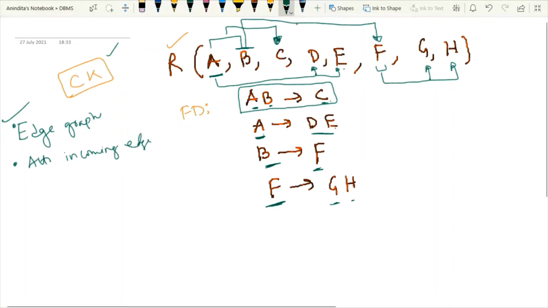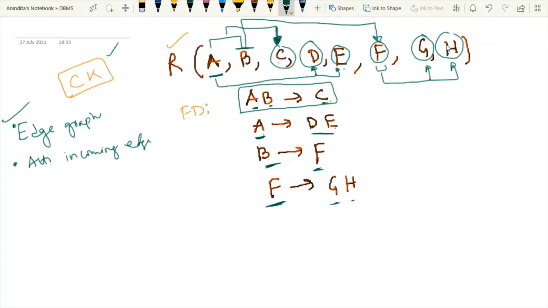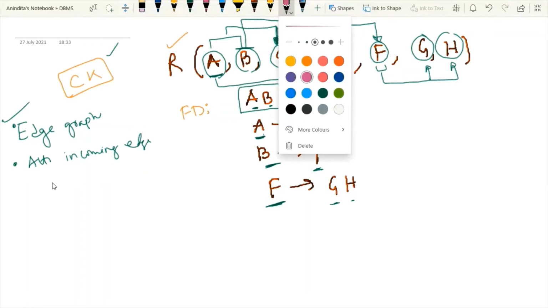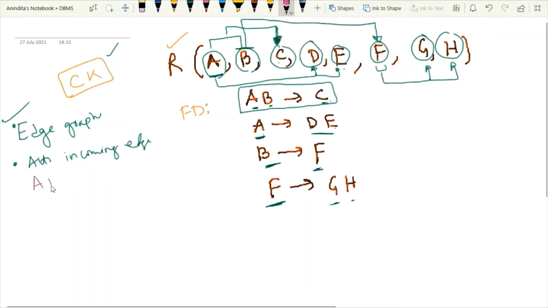Let's try to find out. This attribute has an incoming edge, there is a pointer to C. We have incoming edges to D and E. We have incoming edge to F. We have incoming edge to G. We have incoming edge to H. Now, which attributes do not have any incoming edge? It is clear. A and B do not have any incoming edge. Make a note. So here A and B do not have any incoming edge.